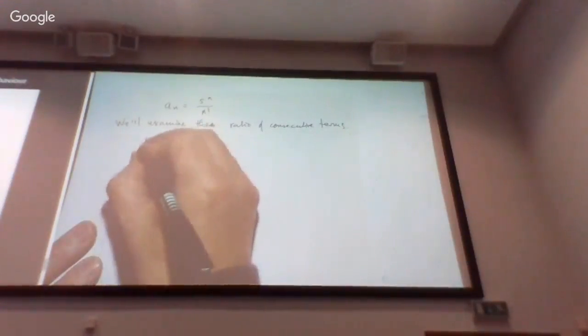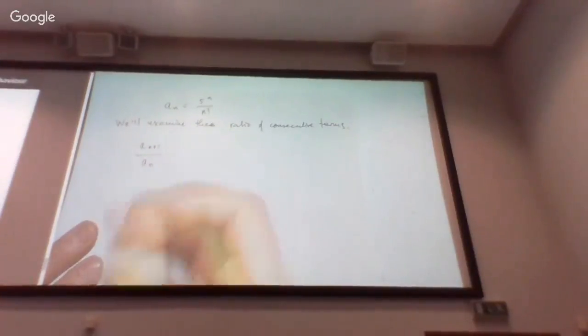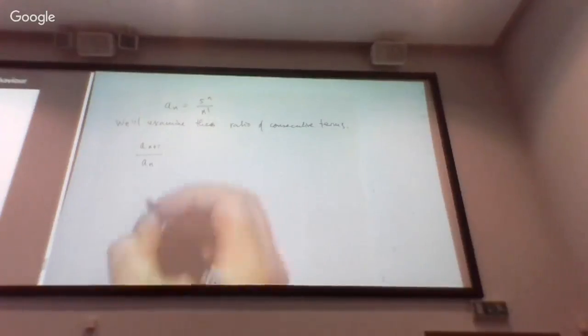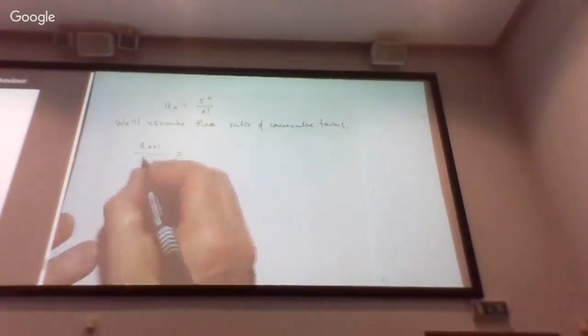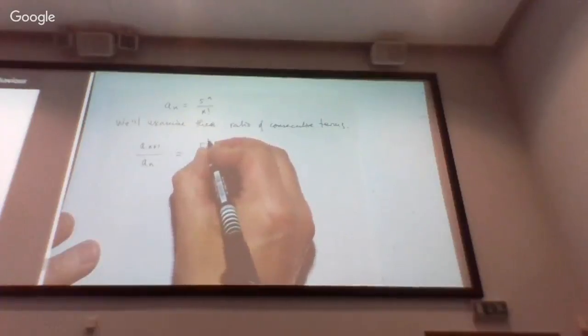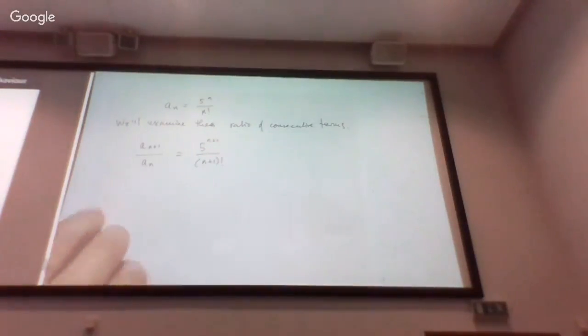This ratio of consecutive terms is taking one term, a_{n+1}, and dividing it by the previous one that came before. You could put a_n over a_{n+1} if you wanted. And the key thing is we're going to be comparing this to 1. So a_{n+1} is the quantity 5^(n+1) divided by (n+1) factorial, just interpreting the formula in the correct way with placing n+1 in the place of n.